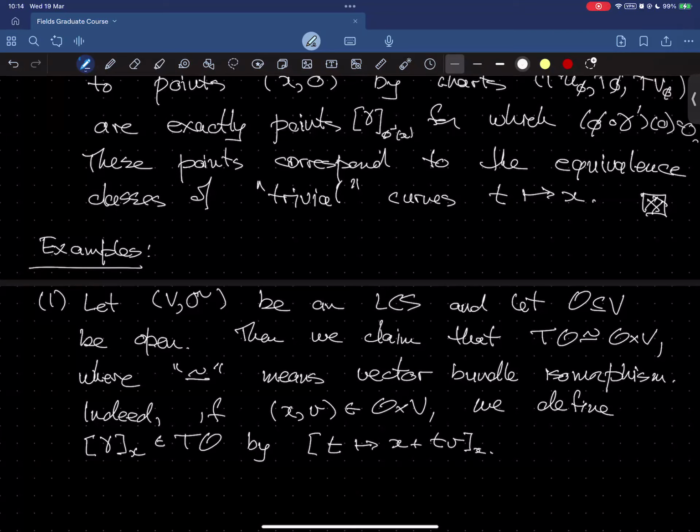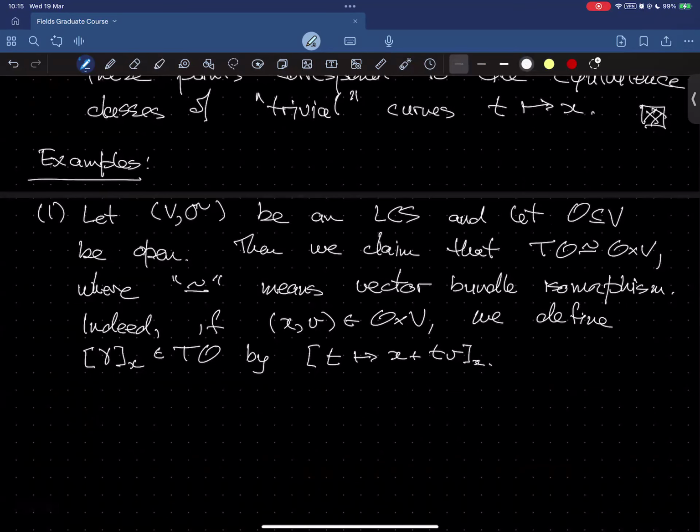All right, so you have to prove then that this thing is a vector bundle isomorphism, so you should show that it's well defined. In other words, this representation is independent of the equivalence class, and you should show that it's of class CR, and you should show that it's an isomorphism of vector bundles. None of those things is hard.